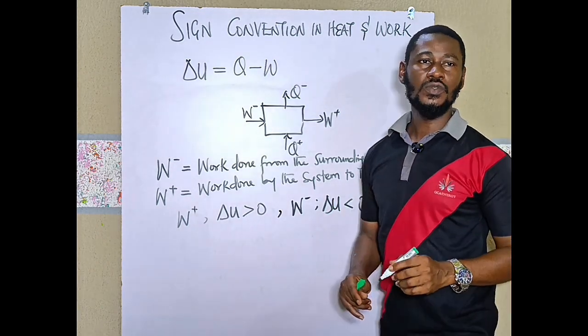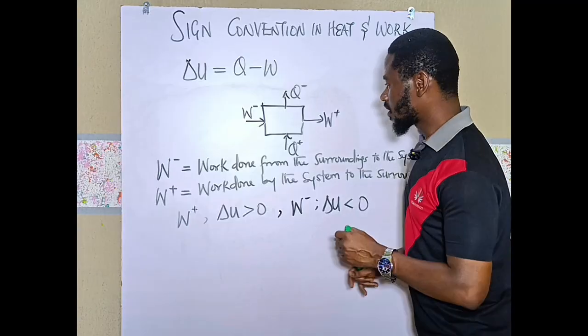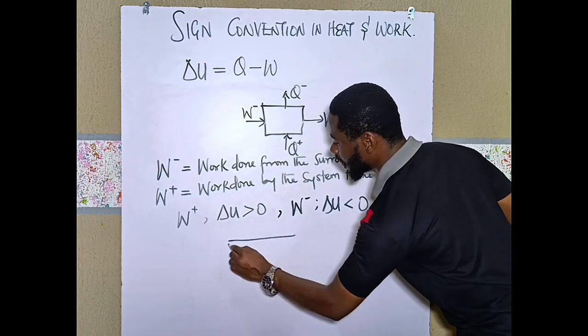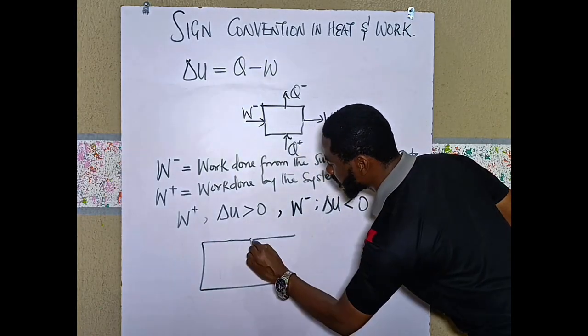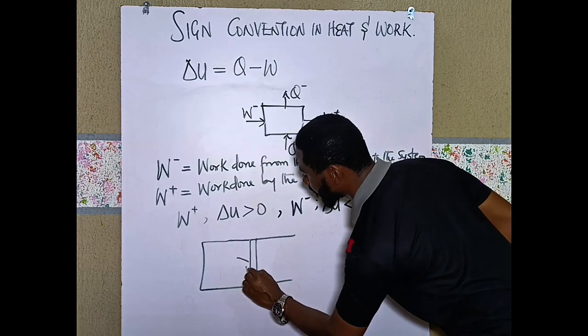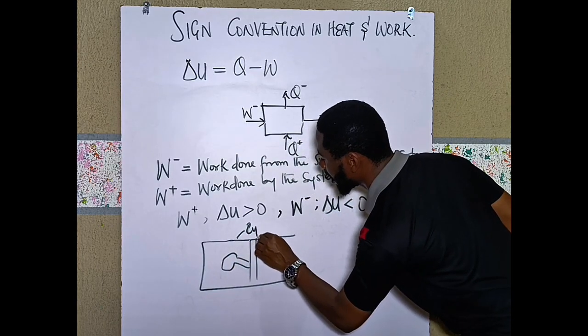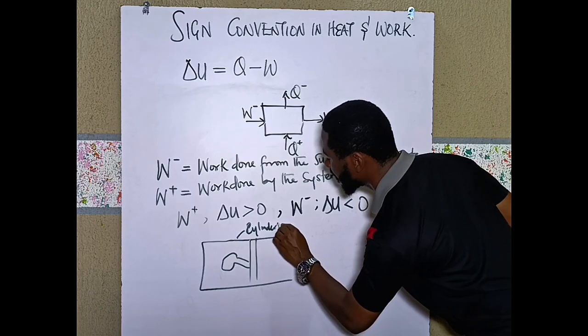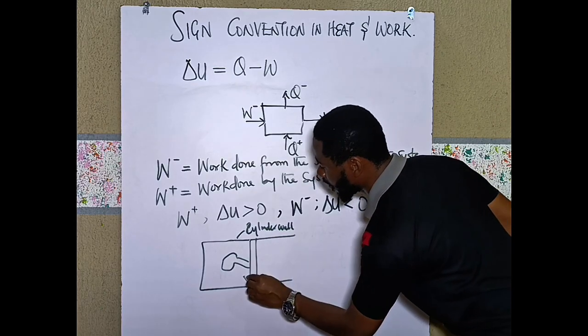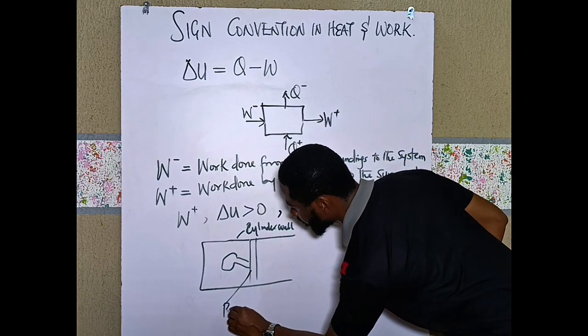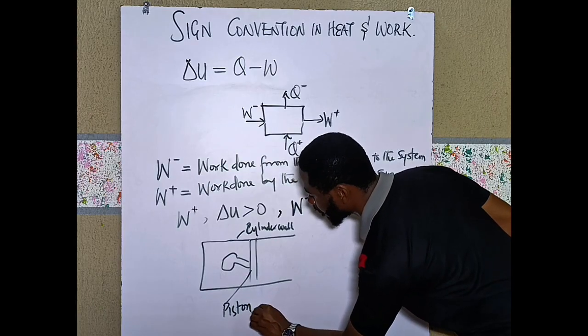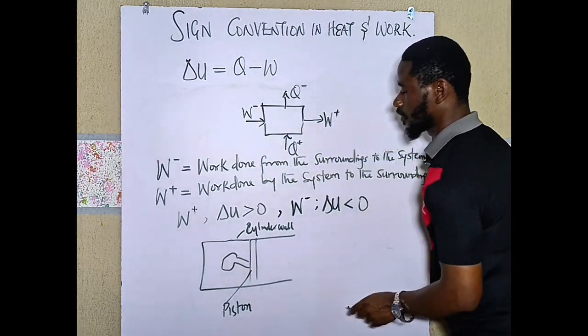Now let's look at a practical example. Let's consider a piston cylinder arrangement. This is the piston, this is the cylinder wall, this is the piston, this is the connecting rod.